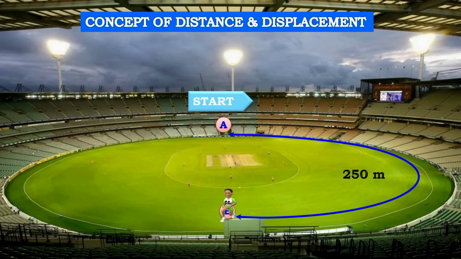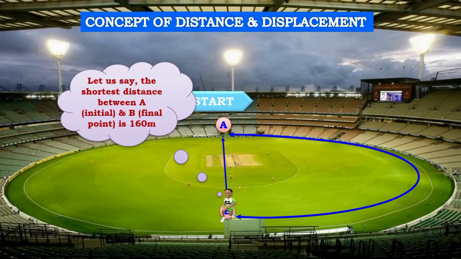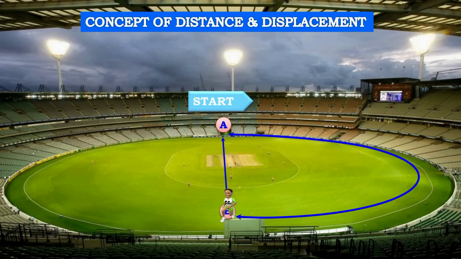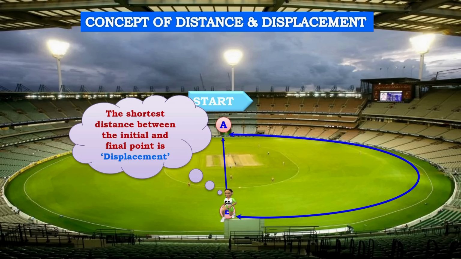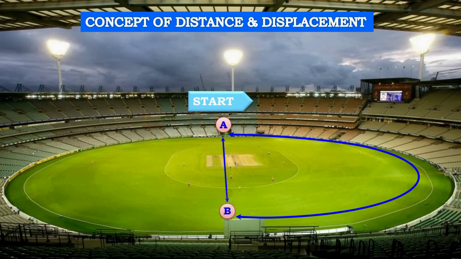Now, imagine drawing a straight line between the starting point A and the final point B. Let us assume this shortest straight line distance is 160 meters. The shortest distance between the initial point and the final point of motion is called displacement. So in this case, the displacement of the athlete is 160 meters.